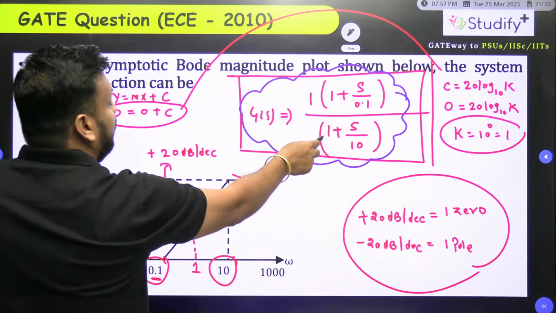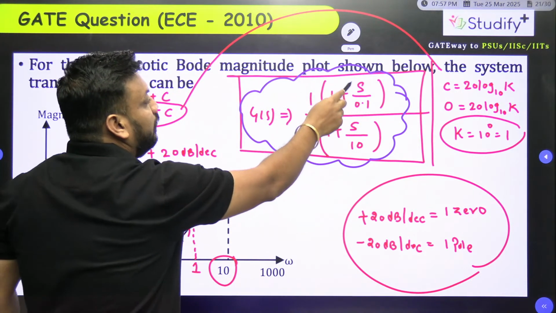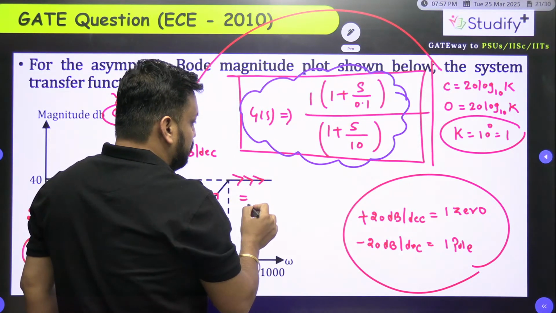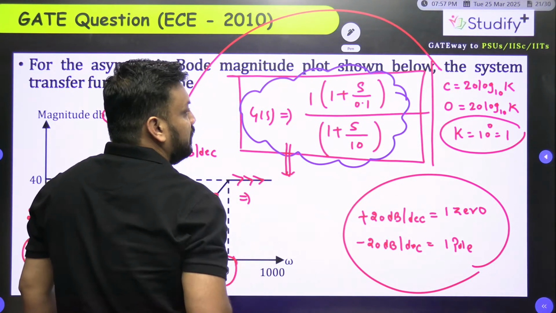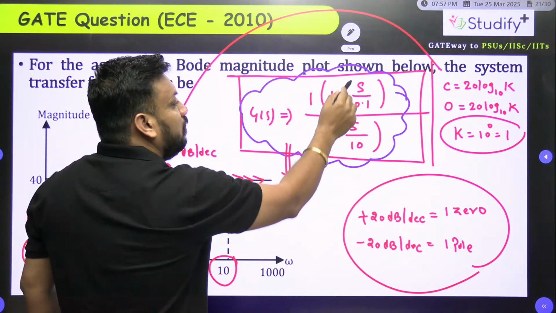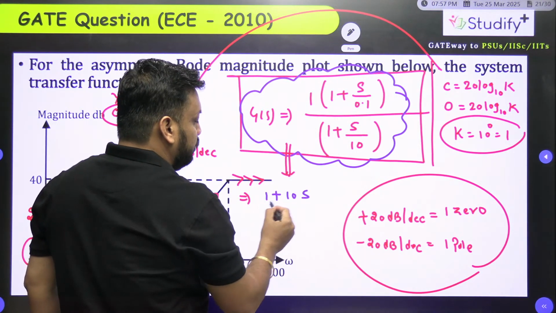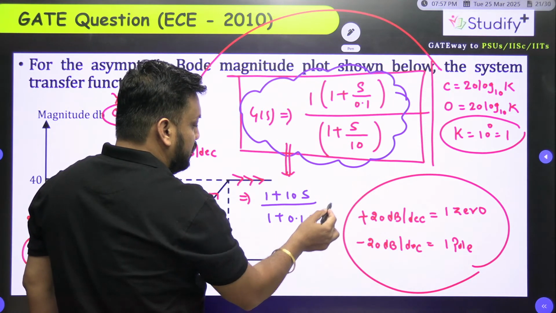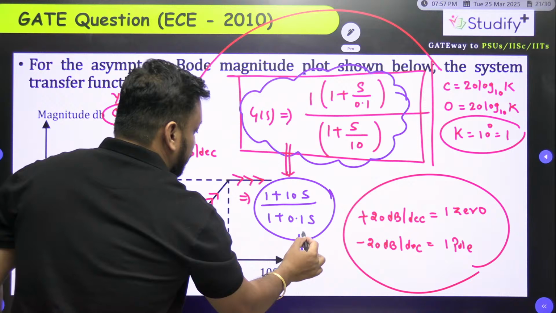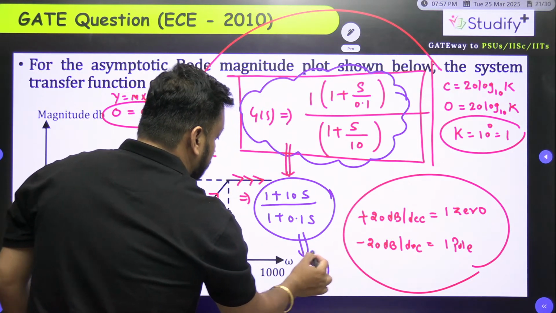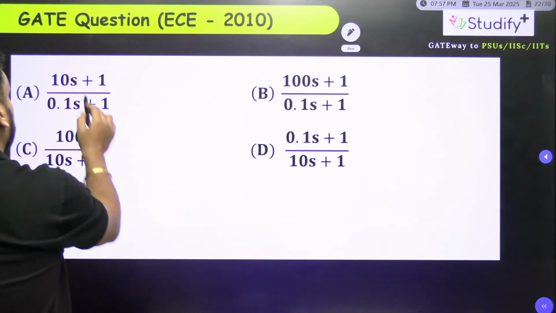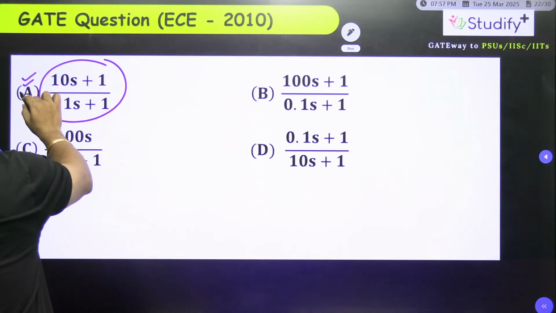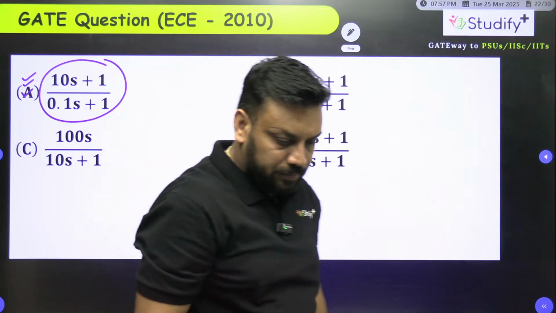So this exact expression, can I write 1 by 0.1 as 10s? So I can rewrite this final expression as 1 plus 10s, and 1 by 10 is 0.1, so 1 plus 0.1s. And this expression exactly matches option A. Option A, 1 plus 10s and 1 plus 0.1s, exact answer option number A for Ahmedabad.